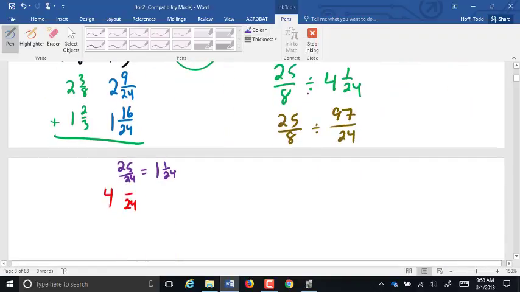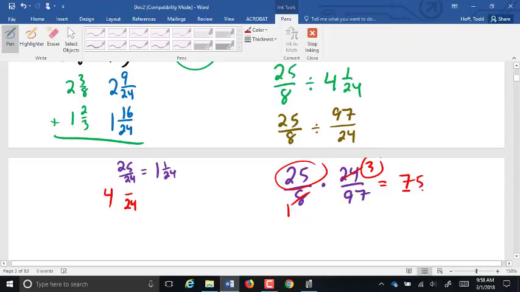And now we're going to change it to multiplication. The first fraction does not change. Becomes times 24 over 97. We can cross cancel the 8 and 24. Both divide by 8, give me 1 and 3. 25 times 3 is 75. 1 times 97 is 97. 75 over 97. How many of you had that? Good deal.